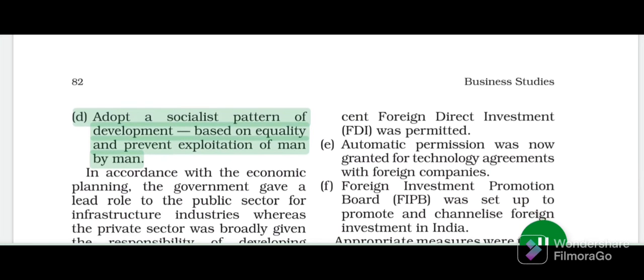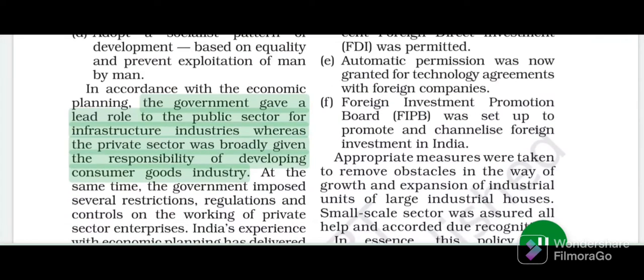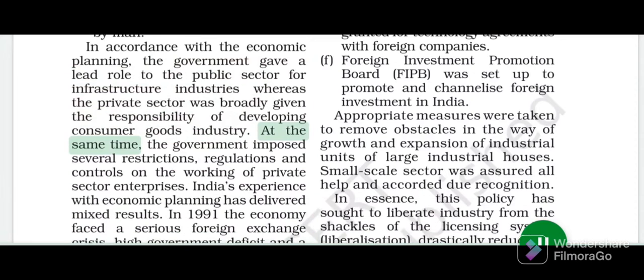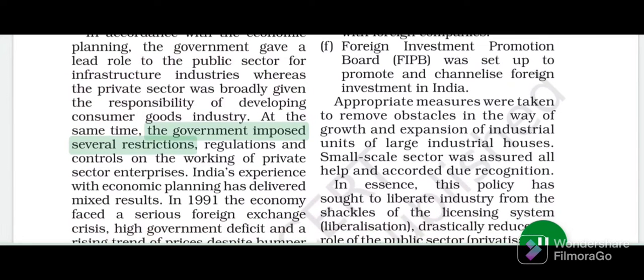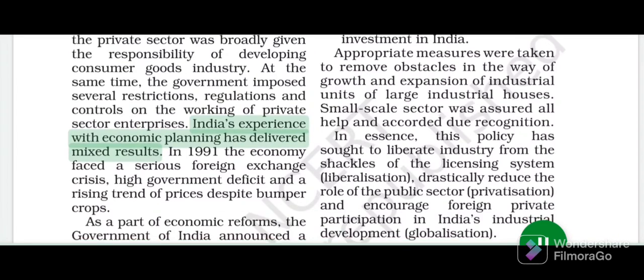d. Adopt a socialist pattern of development, based on equality and prevent exploitation of man by man. In accordance with the economic planning, the government gave a lead role to the public sector for infrastructure industries, whereas the private sector was broadly given the responsibility of developing consumer goods industry. At the same time, the government imposed several restrictions, regulations and controls on the working of private sector enterprises. India's experience with economic planning has delivered mixed results.